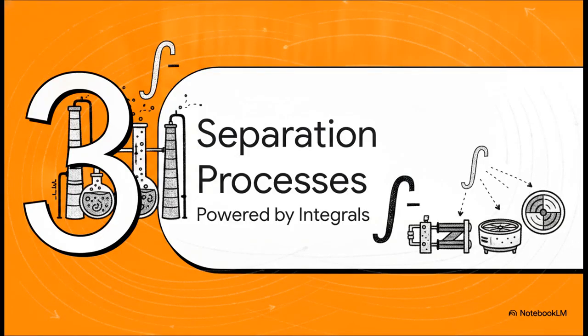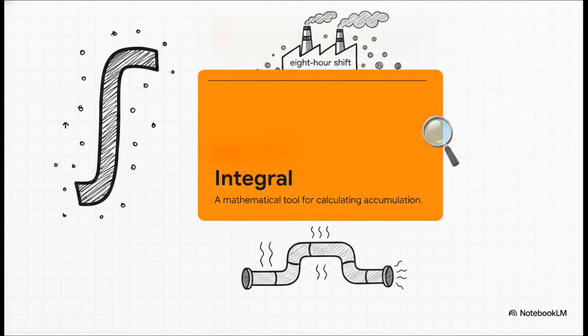All right, on to Section 3. Separation processes, powered by integrals. We're shifting our focus now to the integral. Basically, an integral represents the accumulation of quantities over time or space. Instead of looking at an instant rate of change, like we did with the derivative, an integral adds everything up. It measures the total amount of a substance produced over, say, an 8-hour shift. Or it could be the total heat absorbed across the entire length of a 30-foot pipe.